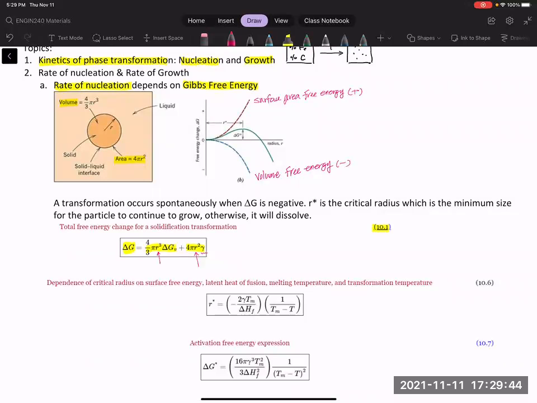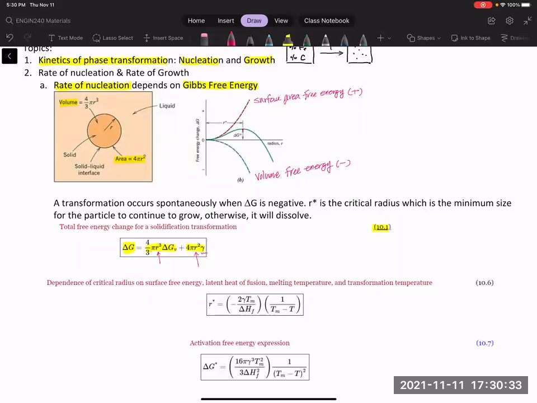So sum these two, and the combination will give you a curve, which is the solid green line in this picture. There is a point where you have the maximum of the free energy change. At this point, you will have a size of the grain which is the minimum size for it to continue to grow, because nucleation to grow requires the size of the grain to be large enough to be stable. Otherwise, it will dissolve into the liquid again.